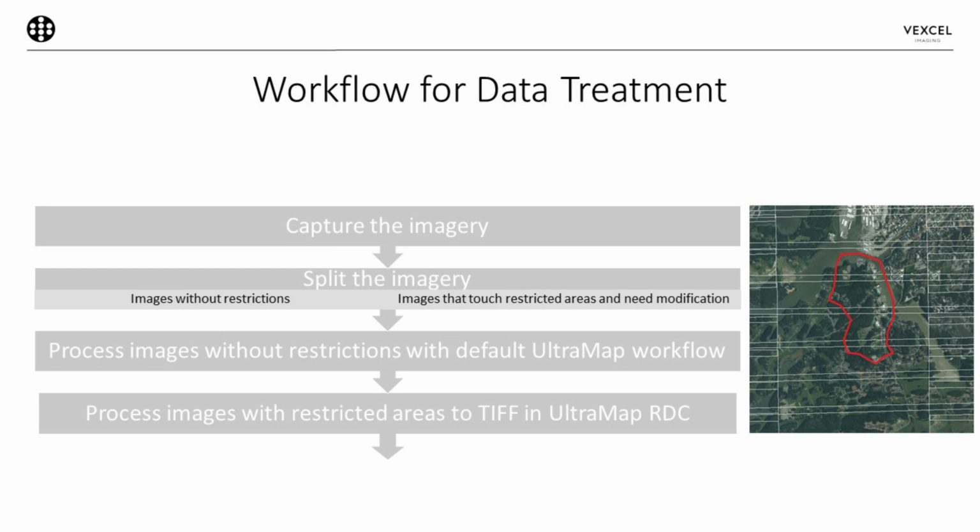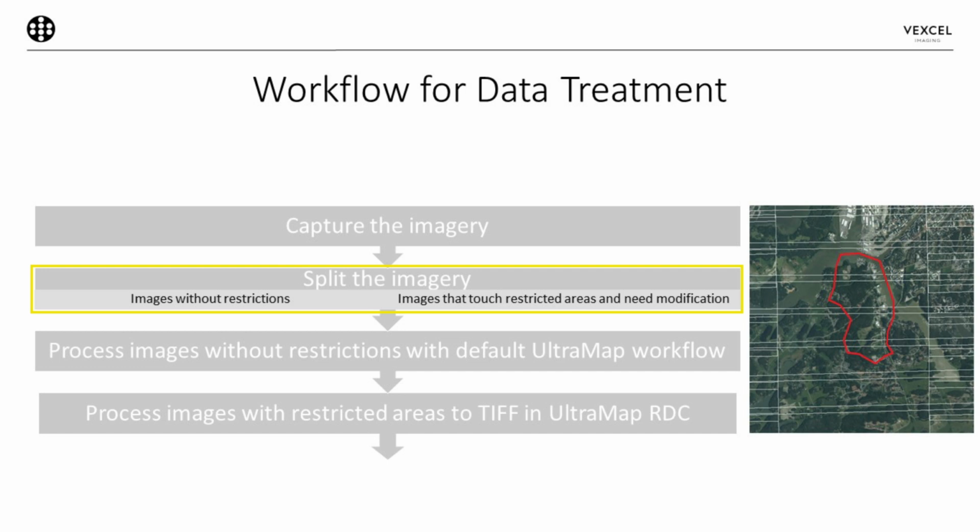These areas could be critical infrastructure, military installations, or other objects which are restricted by the authorities to be shown in the image data. The new UltraMap version supports the following workflow. First, the photo flight is done to capture the imagery. Then the raw imagery needs to be split in two parts.